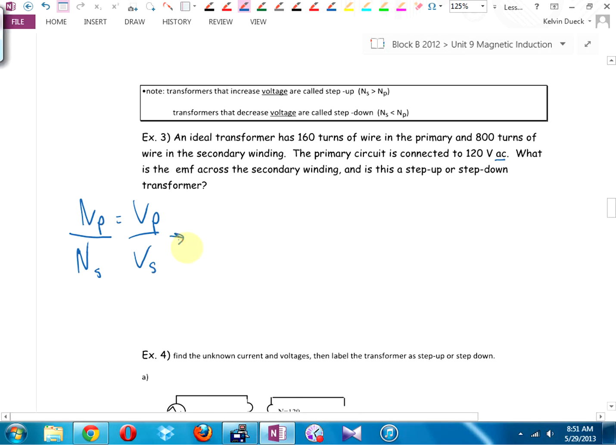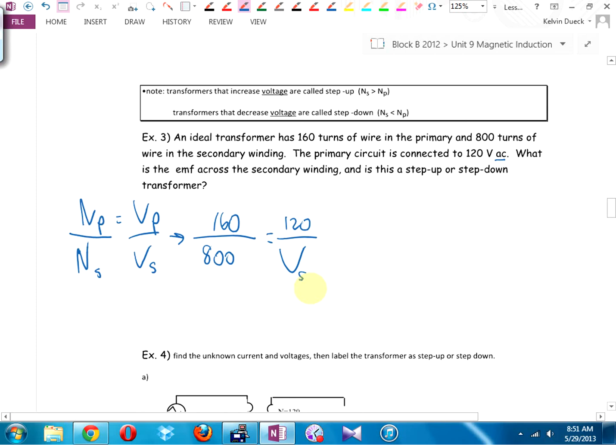Let's fill in what we know. The primary, how many turns of wire in the primary, Brett? How many turns of wire in the secondary? What's the primary voltage? 120. Secondary voltage is what they're asking us to find.